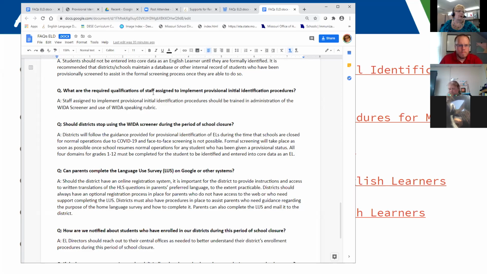What are required qualifications for the staff to give the provisional screener? It should be the same qualifications for giving the regular screener.